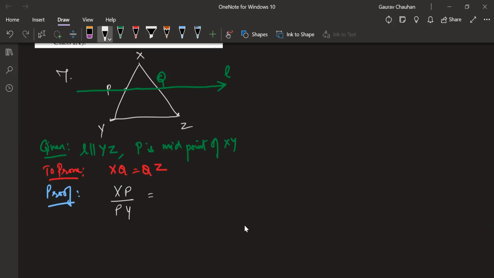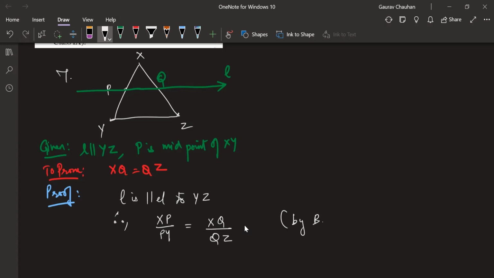How? Sir, we know that line L is parallel to YZ by BPT. So that's the first thing you will write, right? You will write L is parallel to YZ. Therefore, XP by PY is equal to XQ by QZ by basic proportionality theorem. We good? Does anyone have a confusion with this? Give me a thumbs up if this step is clear.